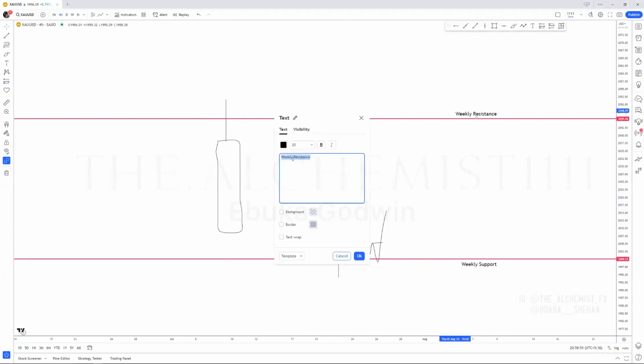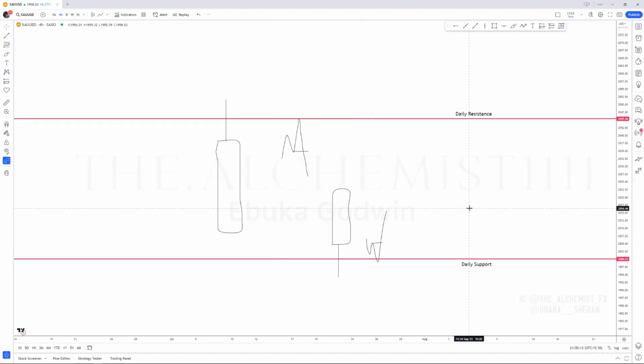Now let me change this. Let's say this is the daily resistance, and let's say this right here is a daily support, like this. So how does a daily storyline start? Same way the weekly starts. Daily has to reject a daily resistance. That is the first factor.